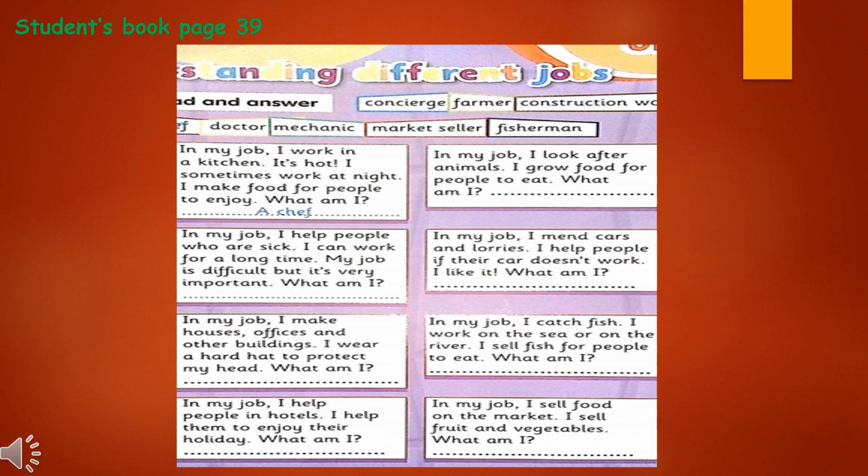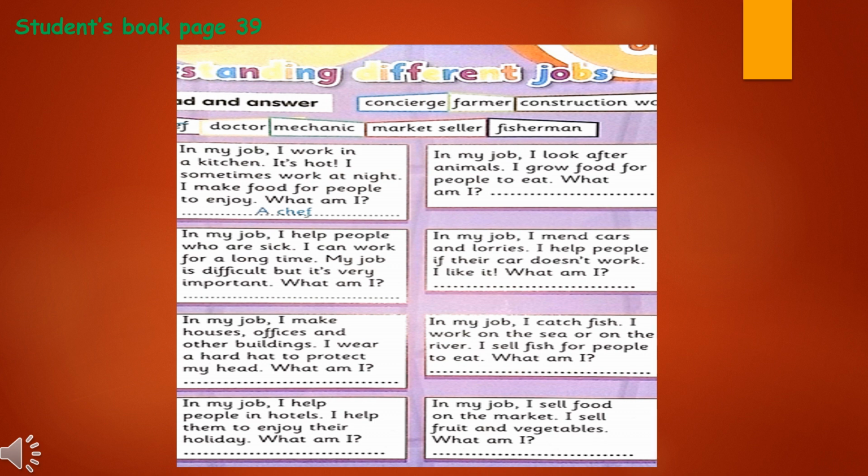In my job, I look after animals. We said before, look after means to take care of them, to give them food and water, and also to take care of their health. I grow food for people to eat. What am I? Excellent. A farmer.